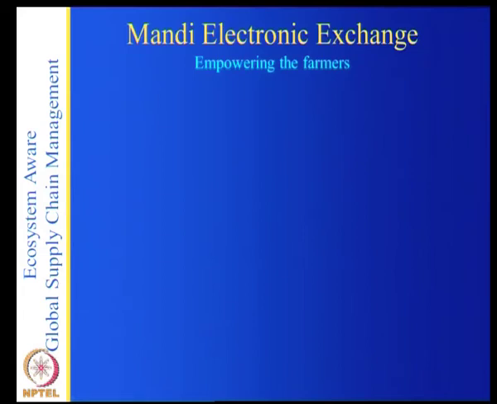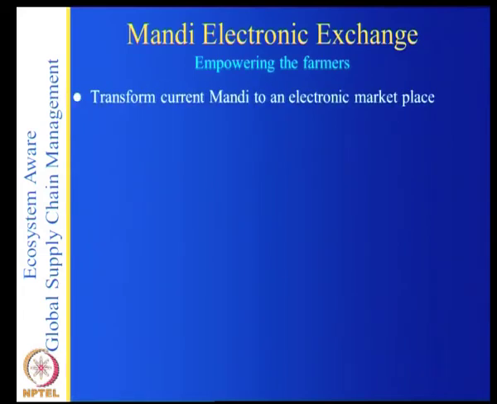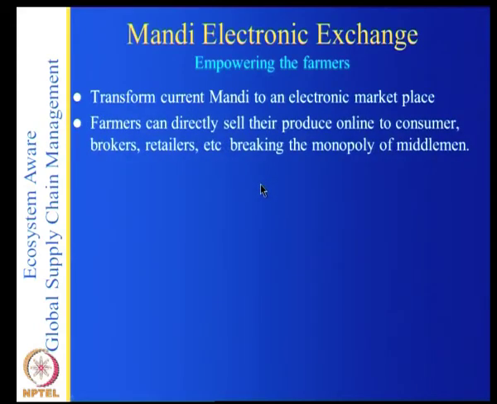And Mandi as an electronic exchange. Transform current Mandi into an electronic marketplace. And farmers can directly sell their produce online to the consumer, brokers, retailers, breaking the monopoly of the middleman. In other words, you can make Mandi an electronic exchange and connect the farmers to this.